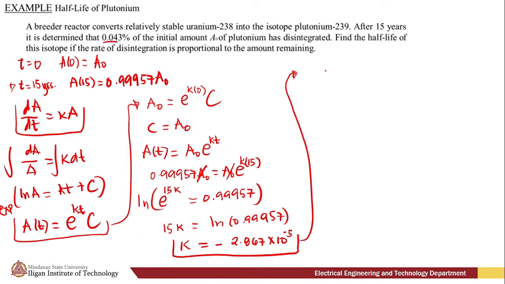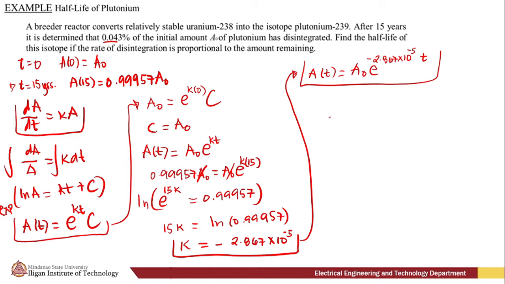So our final solution here is A of t equals A sub 0 e raised to negative 2.867 times 10 to the negative 5 t. We can now use this solution to find what is asked in the problem, which is the half-life of the isotope.